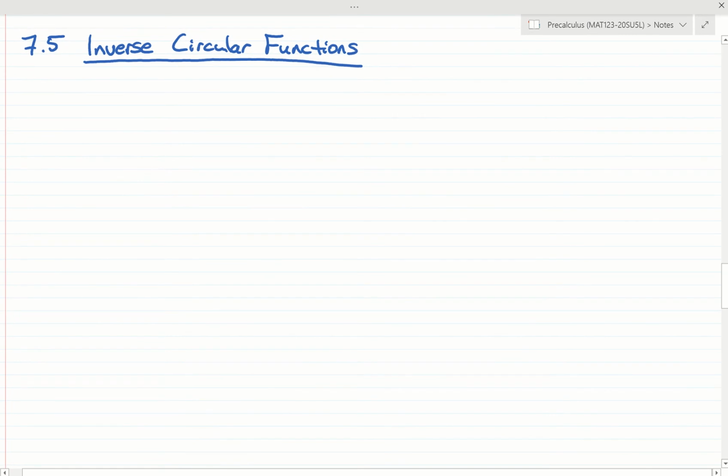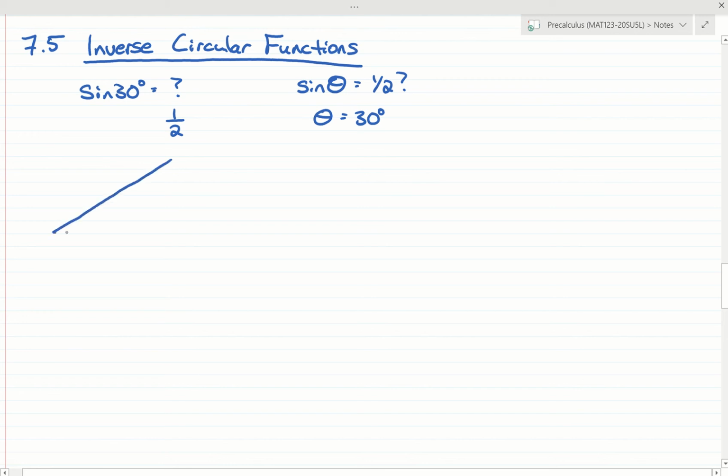So what we're going to be talking about is, instead of going like the sine of 30 degrees is equal to what, and getting an answer of 1/2, in this lesson what we're going to be doing is asking the sine of what angle is equal to 1/2. And you're going to have to tell me that theta is equal to 30 degrees or whatever the right answer is. So in order to start this, let's start by drawing our special triangles.